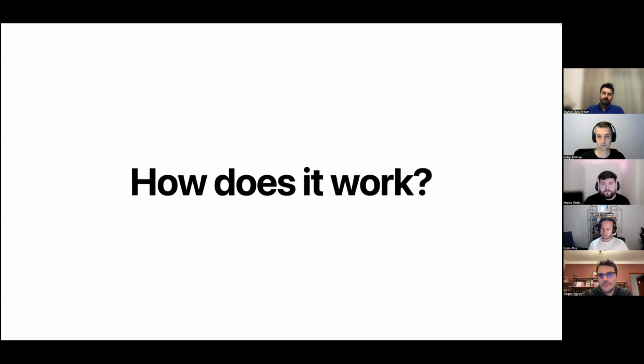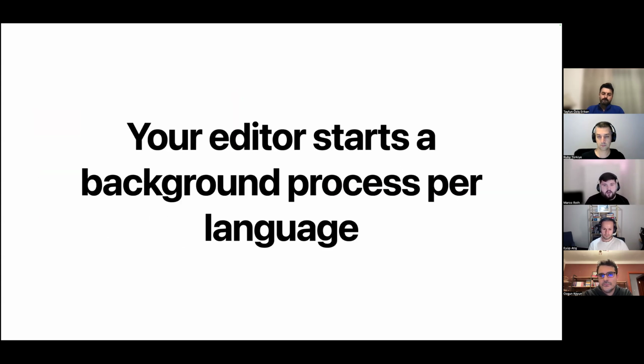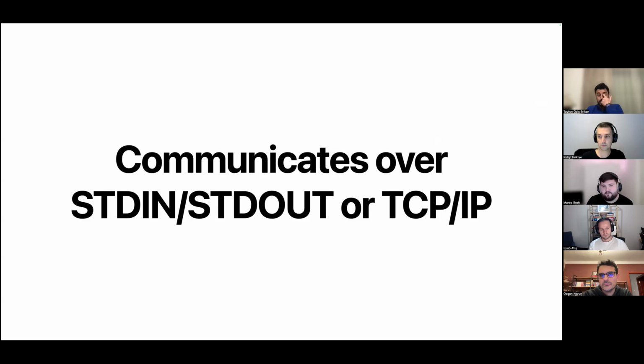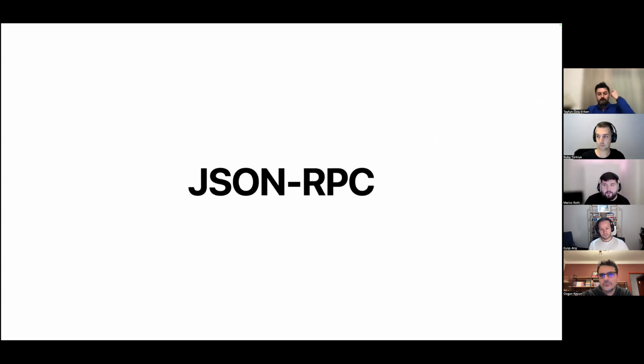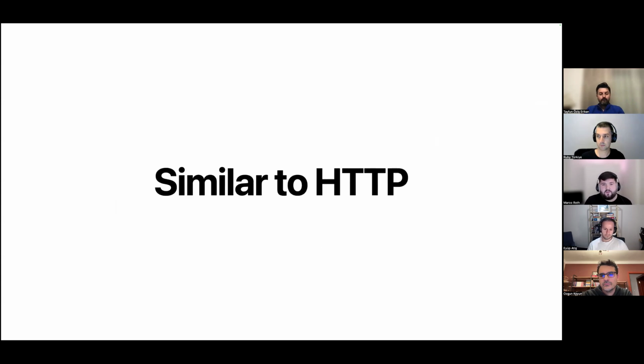So how does it work? Whenever you open a file that's associated with one language, your editor starts a background process, which is the server itself, and it keeps running and keeps serving these requests. You can think of this as like a web server, and your client being the editor that just makes requests to that server. Usually this happens over standard in or standard out. We can also configure it to do it over TCP/IP, but it's less common. And it uses a protocol called JSON-RPC, which, if you aren't familiar with it, is kind of similar to HTTP, and it looks a little bit like this.